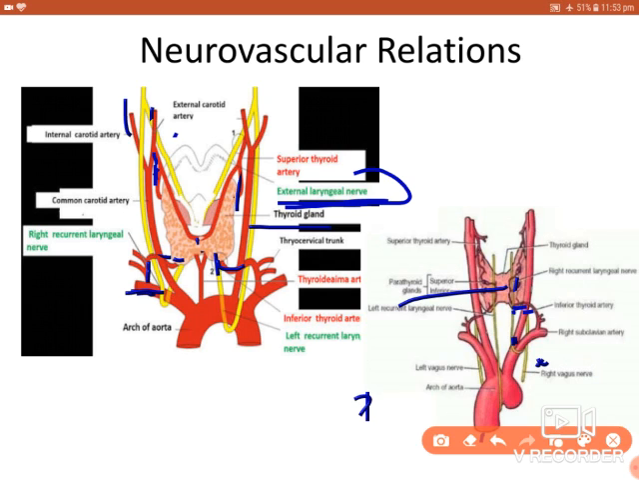To ligate the inferior thyroid artery, see this inferior thyroid artery, it should be ligated away from the gland. Okay, it should be ligated away from the gland to avoid injury to the recurrent laryngeal nerve. Okay, to avoid injury to the recurrent laryngeal nerve. These are the relations of the nerve and artery to the thyroid gland.